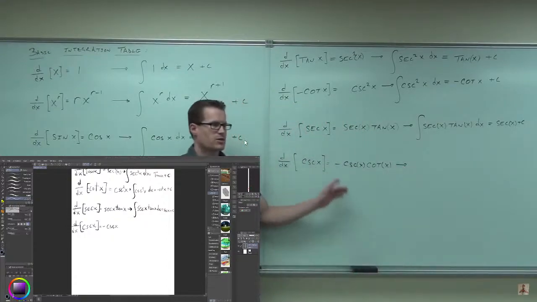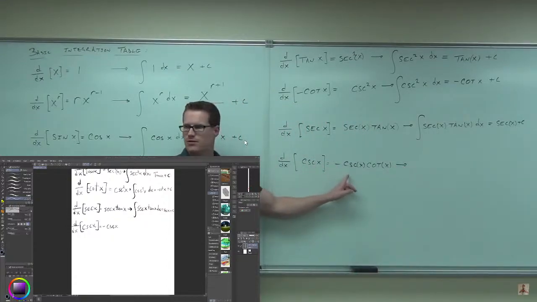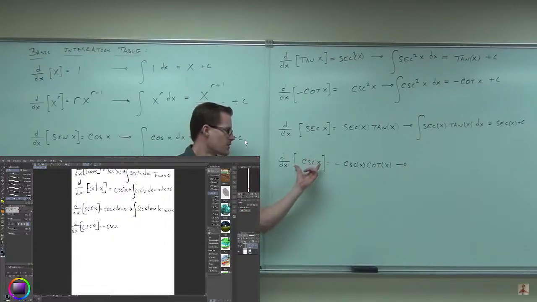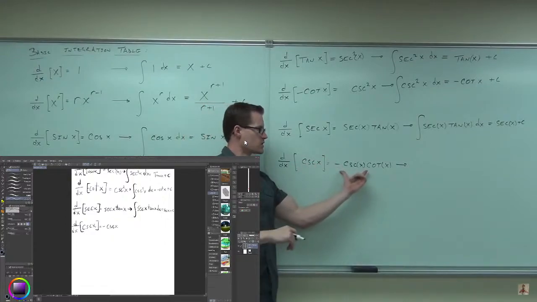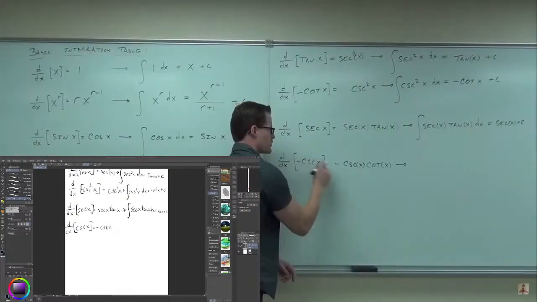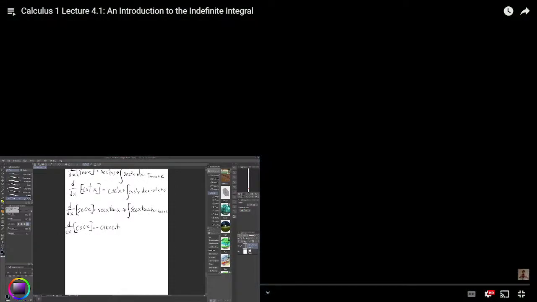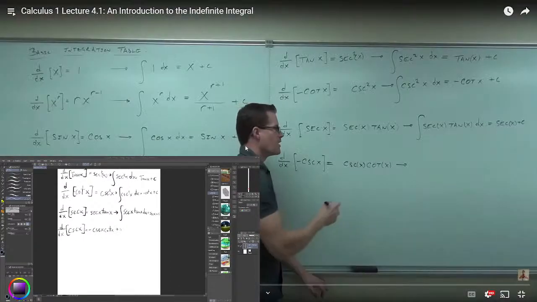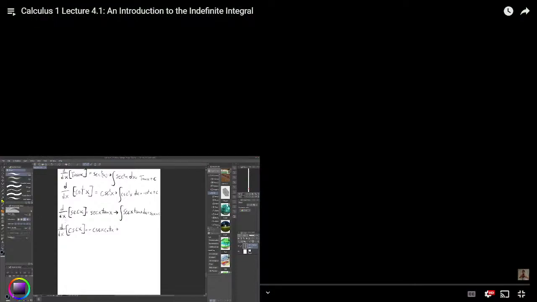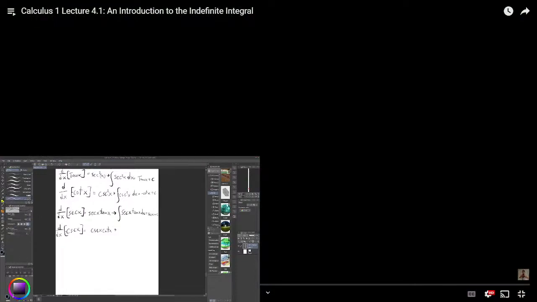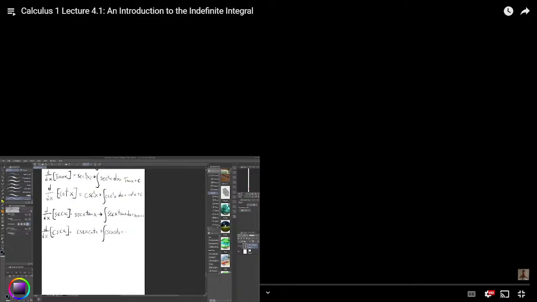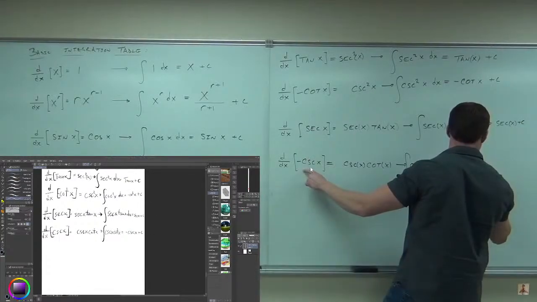You also probably know what I'm going to do with this one. I don't want that negative there, I want the negative here. So if the derivative of cosecant gives you negative cosecant cotangent, then the derivative of negative cosecant gives you positive cosecant cotangent. So I'm going to change that around. That way I have the integral of cosecant x cotangent x dx, don't forget the dx, is negative cosecant x plus c.